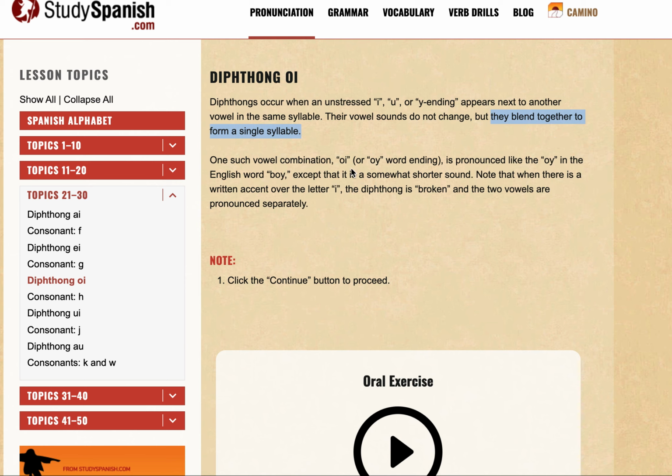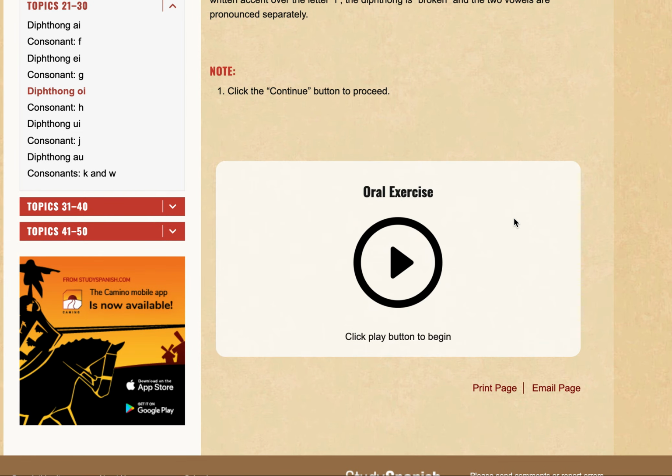One such vowel combination is OI, which you're looking at today, or OY word ending. It's pronounced like the OY in the English word boy, except that it's a somewhat shorter sound. Note that when there is a written accent over the letter I, the diphthong is broken down. So I think we got a fair idea on what this is about. So let's go through some examples.